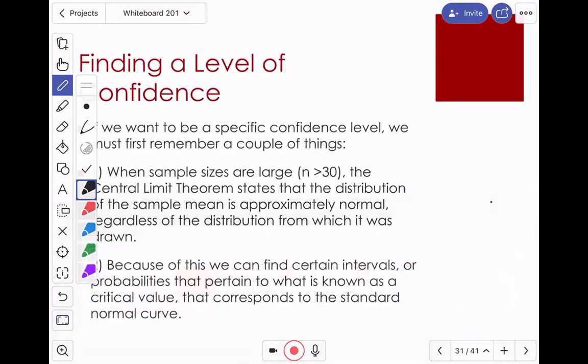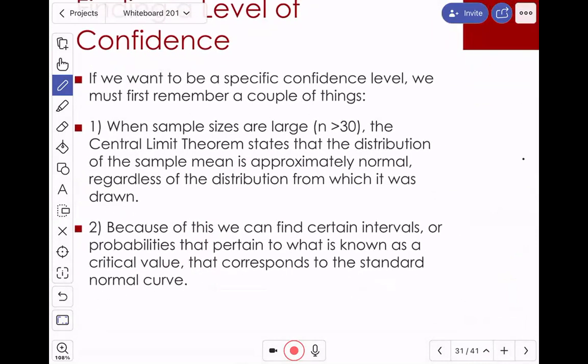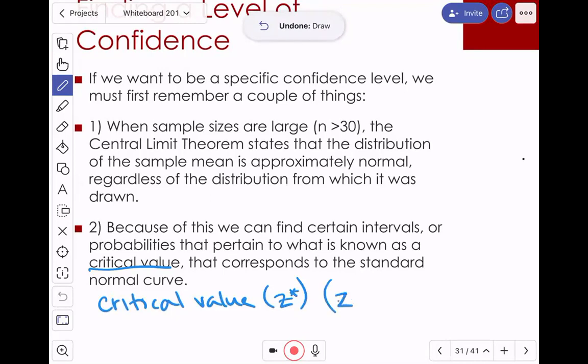So here's how we find that actual confidence level. That confidence level is based on the central limit theorem. We want n to be bigger than 30, or we want something to be approximately normal. And what's going to happen is we're going to find these things that we call critical values now. A critical value, write it out, also known as Z star, or you may see it called Z sub half alpha.